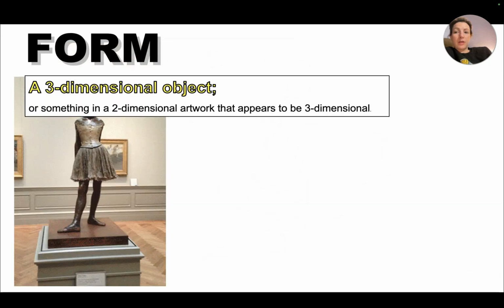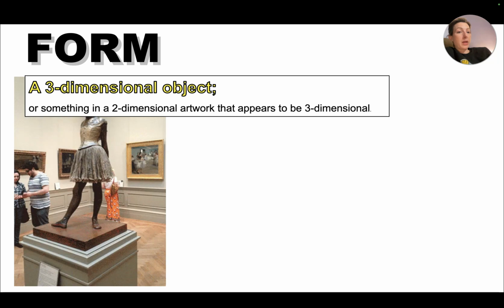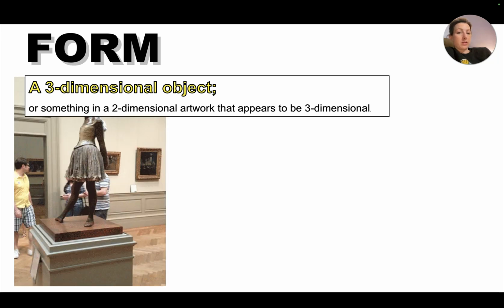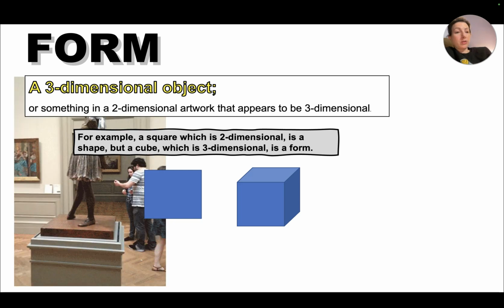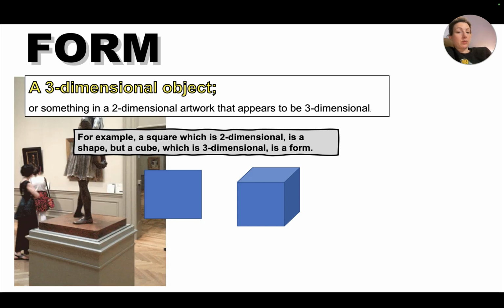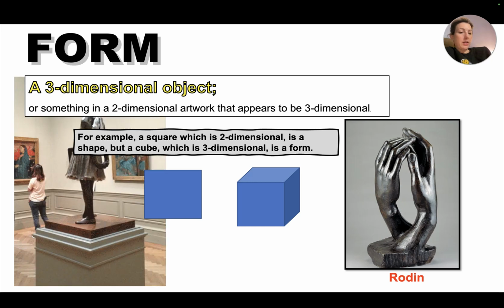Next is form. So form can be a three-dimensional object or something in a two-dimensional artwork that appears to be three-dimensional. So in drawing and painting, we're trying to create the appearance of form on a flat surface. So for example, a square, which is two-dimensional, is a shape, but a cube is three-dimensional. So you take the square, which is a shape, and you draw out the angles to create a 3D appearance to it, which would make it into a cube, which is a form. And then here is an example sculpture from Rodin.